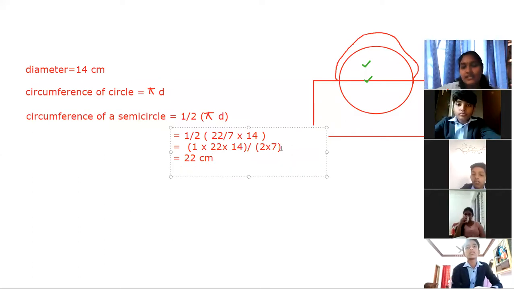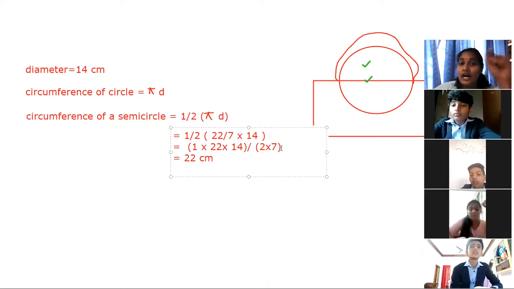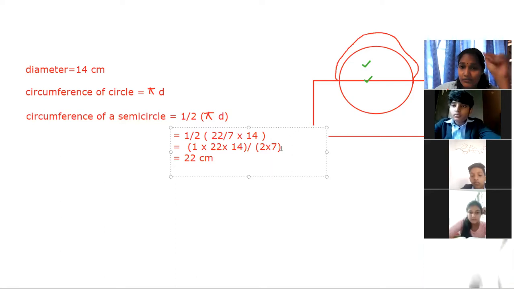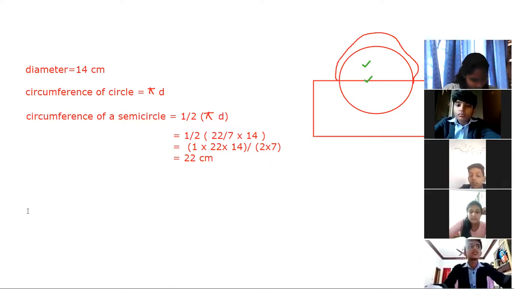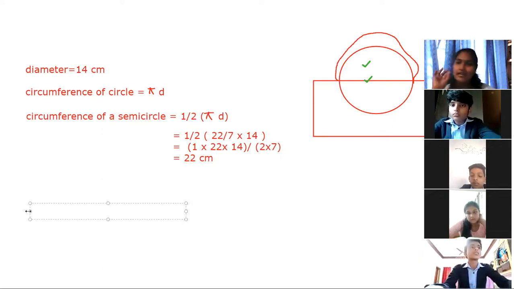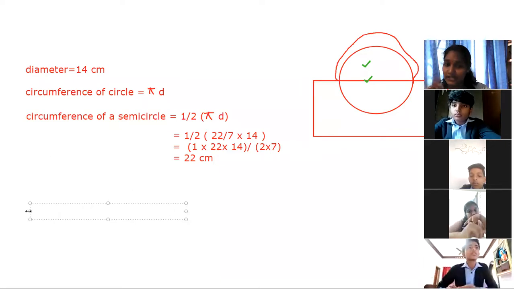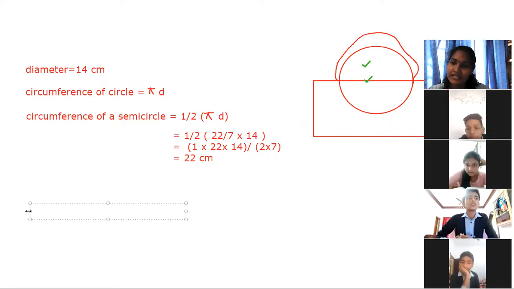So this is the circumference of a semicircle, or one semicircle's circumference. So how many semicircles do we have there? We have 4 semicircles. So each of these semicircles has the circumference 22 centimeter, right? Yes. All of them have the same circumference. Clear? All the 4 semicircles have the same circumference because they have the same diameter. Clear?